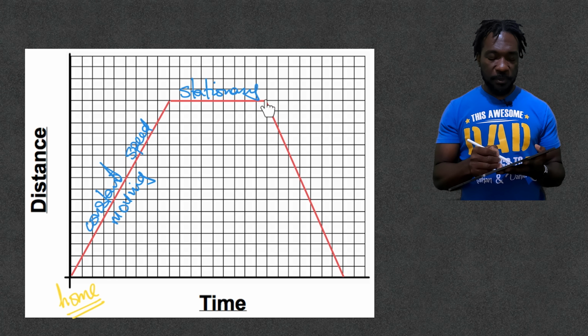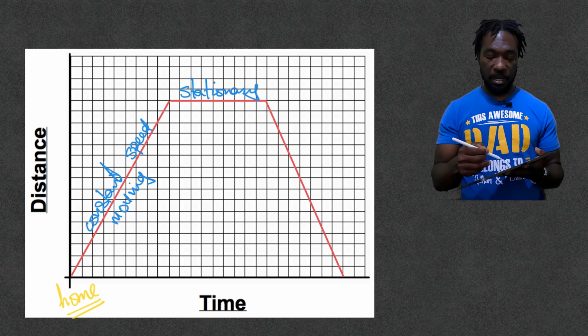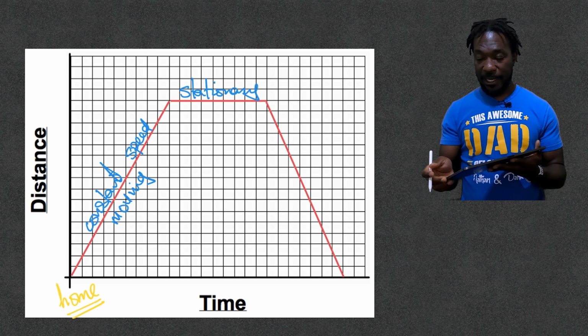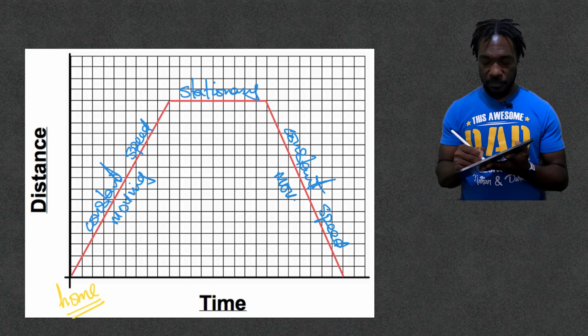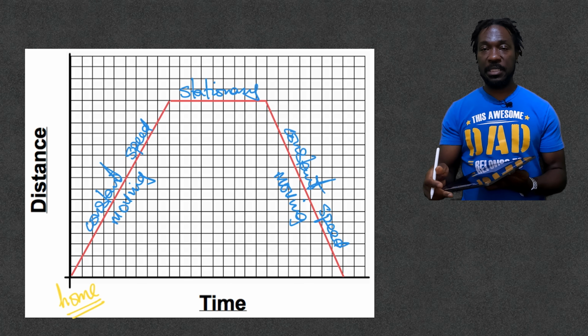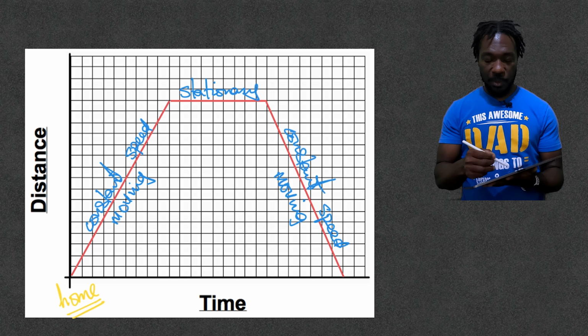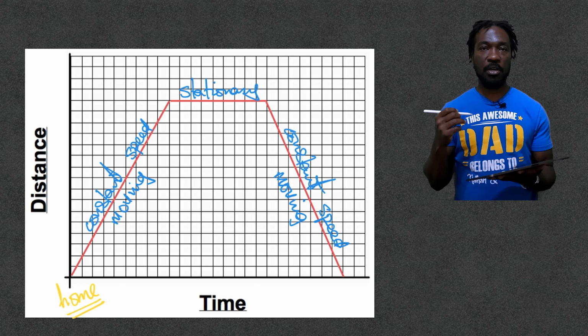Now, when you finish being stationary, you can keep moving away from home going up, or you can move back to home. So again, I'm going to say that constant speed or something is moving here. But the difference here is that whatever is moving, it's moving back to the position of home.